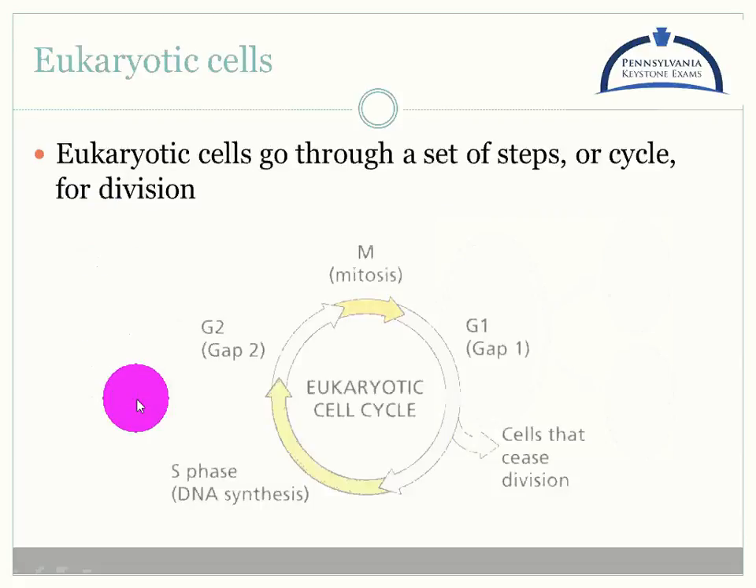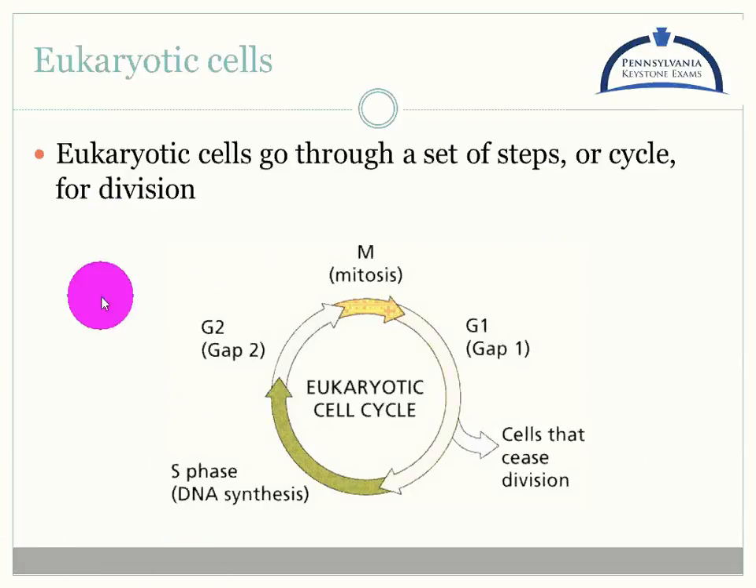There is a set pattern or set number of steps that we go through in our eukaryotic cell division cycle. Remember, as a eukaryote, we are an organism that has a nucleus. So we, trees, those kinds of things. Prokaryotes like bacteria don't go through this cycle.